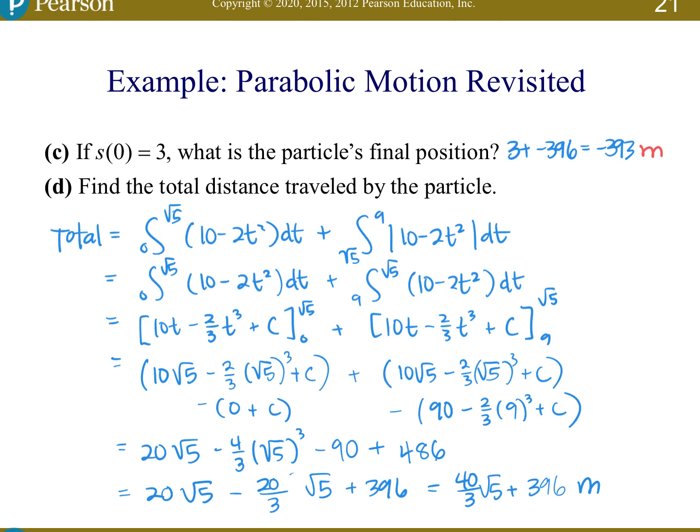Wait, how'd you get 20 thirds, is that 40 thirds? I got a common denominator between 20 and 20 thirds, so I think that's 60 thirds is the same thing. So I did 60 thirds minus 20 thirds.